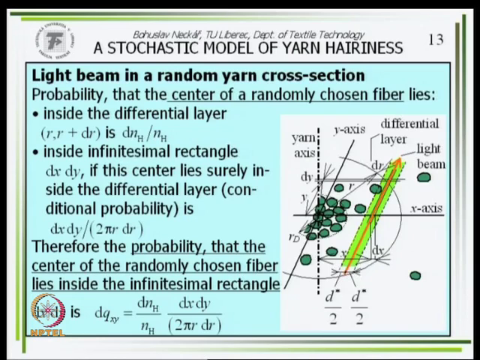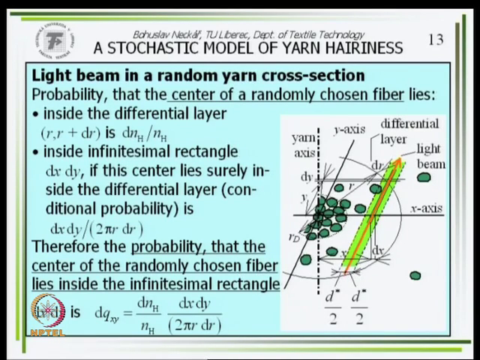And then what is the probability that the one chosen fiber which is lying in our differential annulus is lying especially in our rectangle dx dy in our picture? It's easy. It is the area of this rectangle dx dy by the total area of the differential annulus, 2 pi r dr. Sure? Yes.